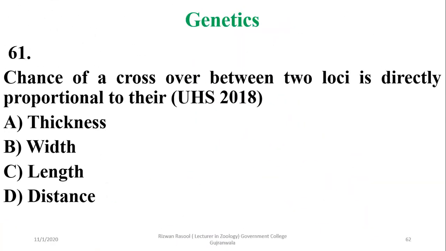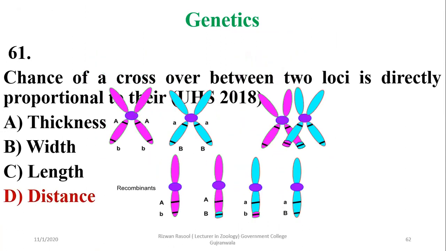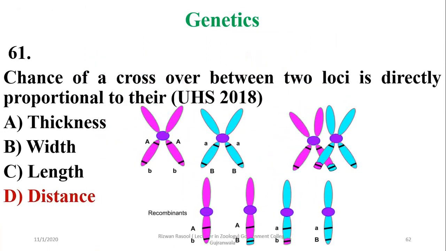Chance of a crossover between two loci is directly proportional to their distance. More distant are the genes, there are more chances of having recombination frequency or recombinants among them. More closer the genes, there are lesser chances of their separation.